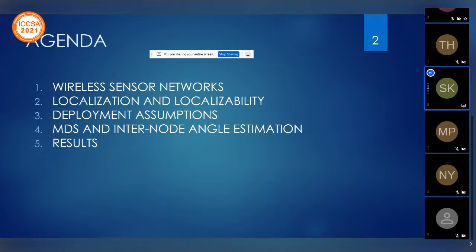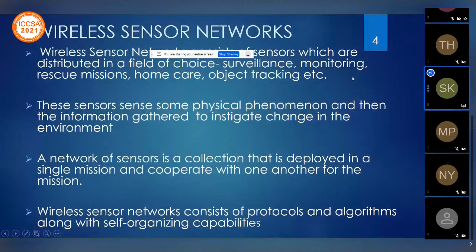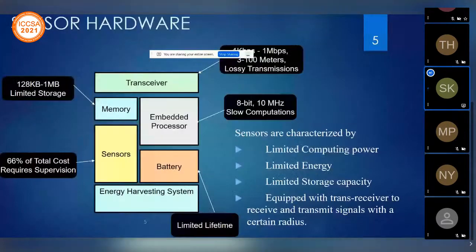Just a quick overview: wireless sensor networks are a collection of sensors which are distributed in a field of choice. They could be underwater, in a rescue mission, home care, or object tracking. The main job of the sensors, as we know, is to study some physical phenomena, gather the information and send it off for computation, and then instigate a change in the environment as a result of the computation. When we have a network of sensors that are deployed in a single mission, we call that a wireless sensor network. And of course, it comes with a collection of protocols and algorithms with some self-organizing capability.